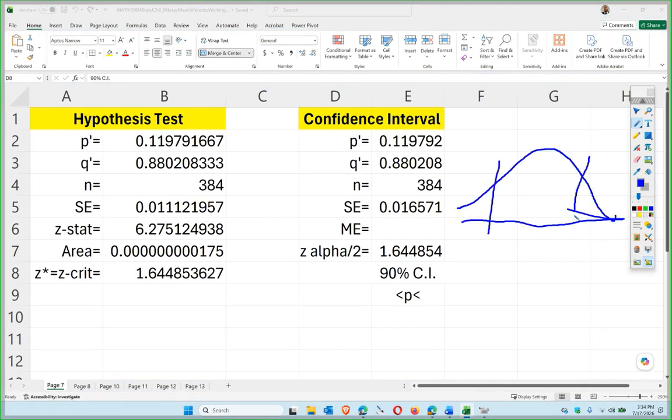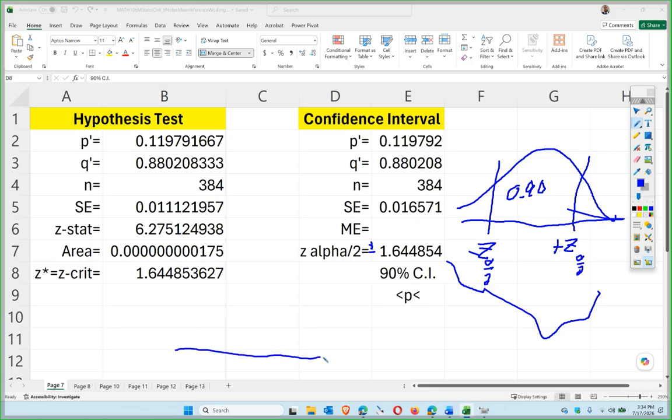So we have two tails, right? This is z alpha divided by 2, the positive one. And this is z alpha divided by 2, the negative one. So this is plus or minus to get these two values. This is 0.90. You're like, well, wait a minute, this was 0.95 before, wasn't it? Well, yes. If you take one tail and you get 0.05, which is the alpha, this is 0.95.